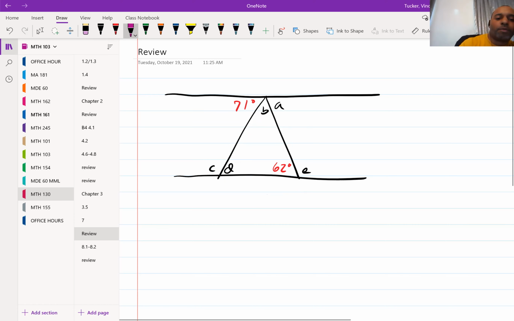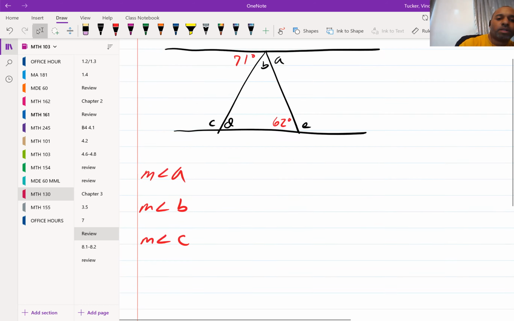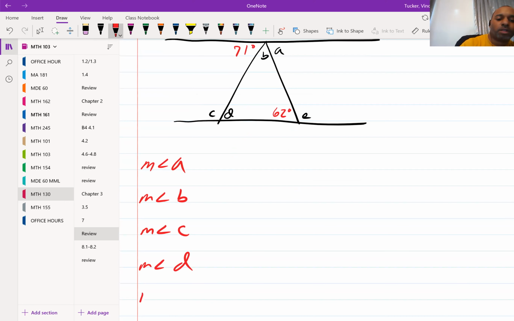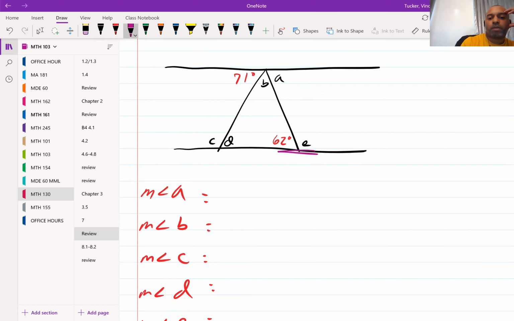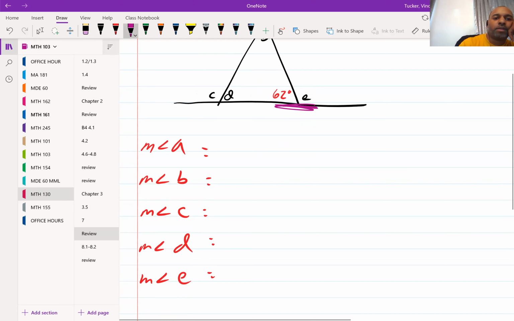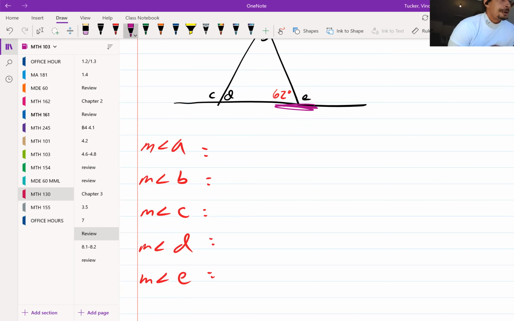Okay, so the first one, let me write this. You're looking for angles A, B, C, D, and E. The first one we can find is angle E. That's a straight line, so I can subtract from 180. Whenever you have a straight line, that's equal to 180 degrees. What are you subtracting? 62. Both of those add up to give you 180.